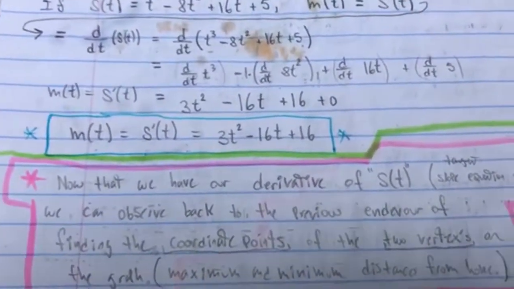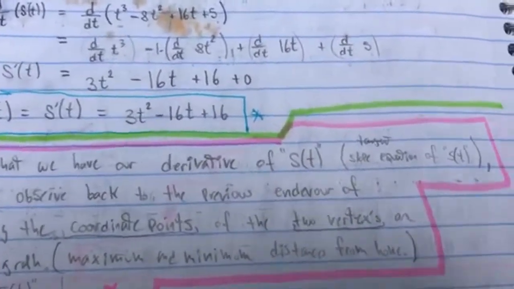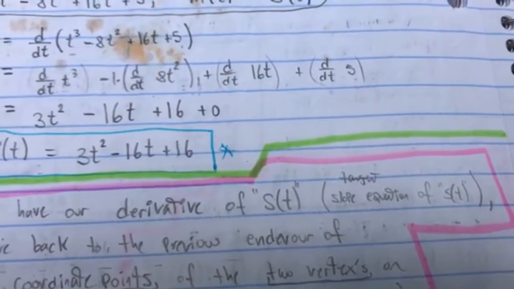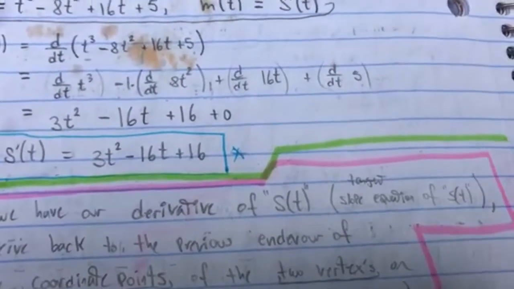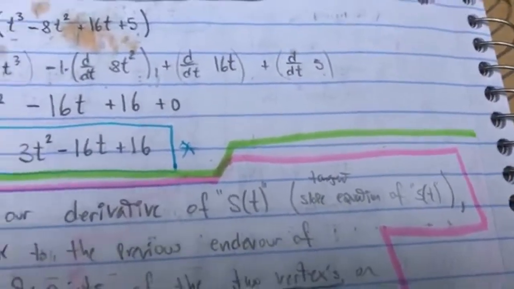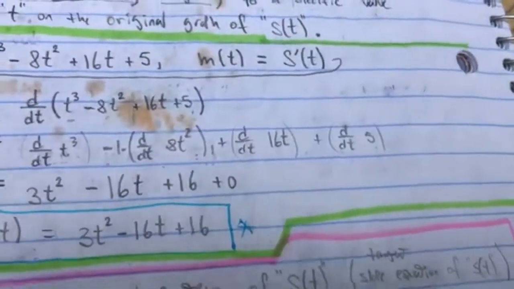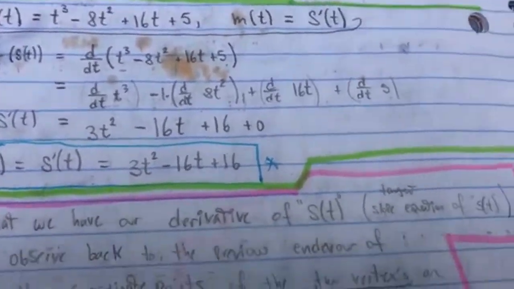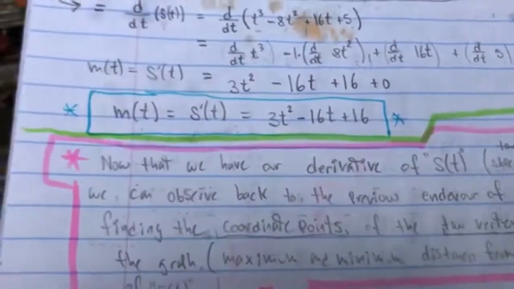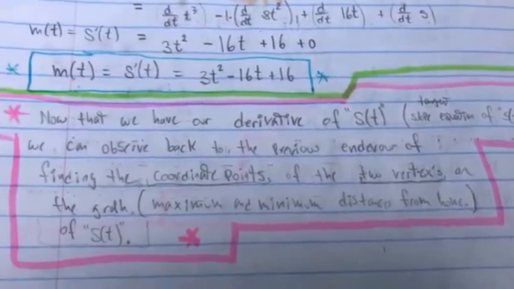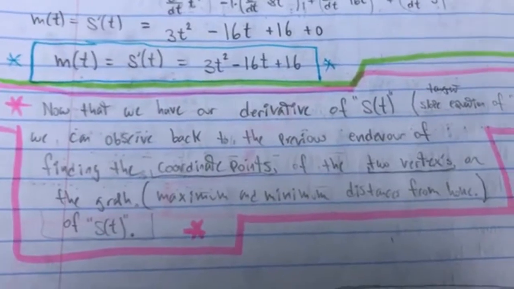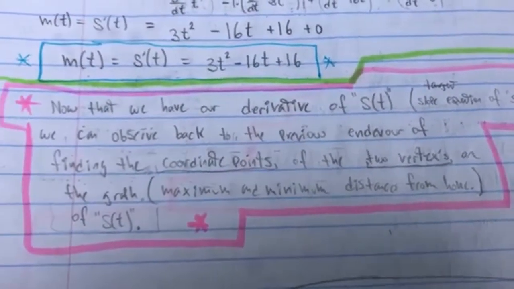So we have our derivative of s of t, and our derivative is an equation that when we put in a value of t, we get an output of a slope that corresponds to a tangent line on the original graph of s of t. So now that we have our derivative of s of t, the tangent slope equation, we can go back to the previous endeavor of finding the coordinate points of the two vertexes on the graph, the maximum and minimum distances from home of s of t.